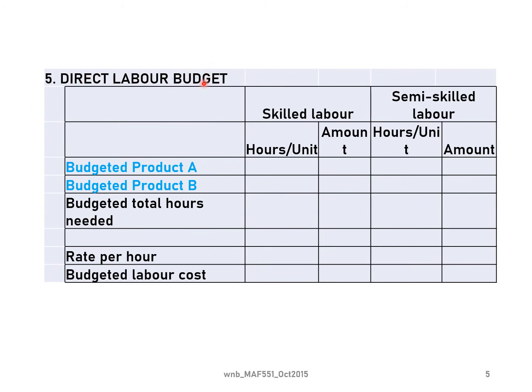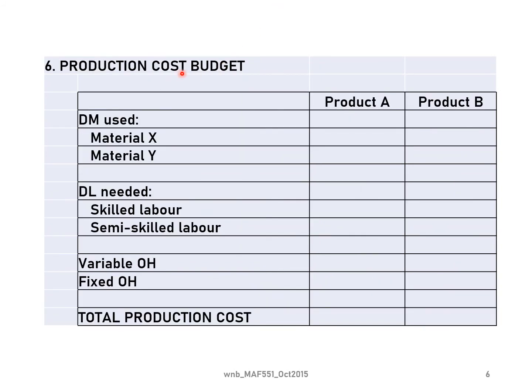Next adalah the direct labor budget. So, direct labor budget ni depending on berapa budgeted production A, berapa budgeted production untuk produk B. Lepas tu baru kita determine berapa jam diperlukan untuk A, berapa jam diperlukan untuk setiap B. Kat sini kita darablah, dapatlah berapa jam yang diperlukan. Lepas tu berapa rate sejam untuk skill dan juga semi skill ni. Then you totalkan, dapatlah budgeted labor cost. Right? This is a production cost budget.